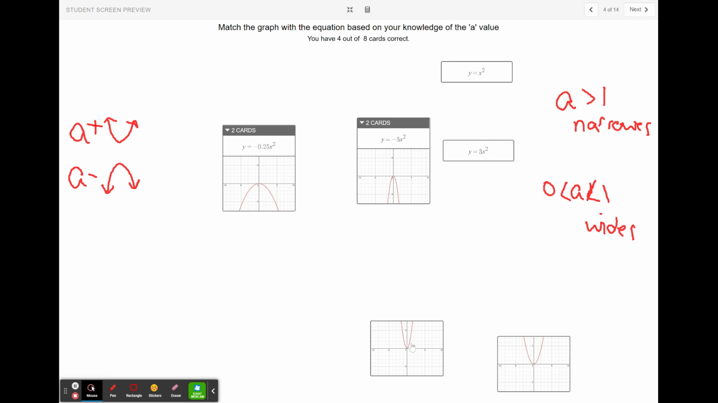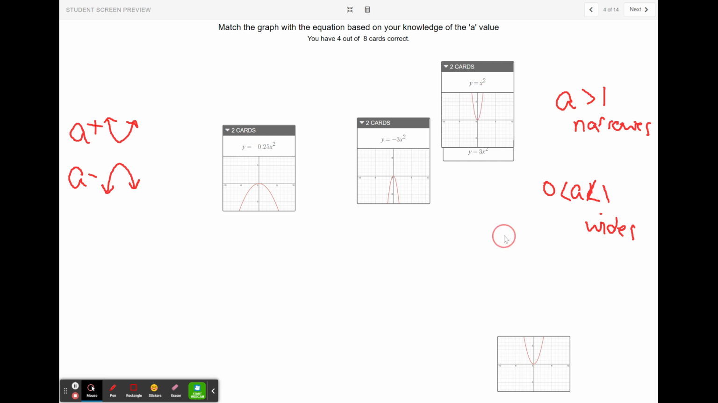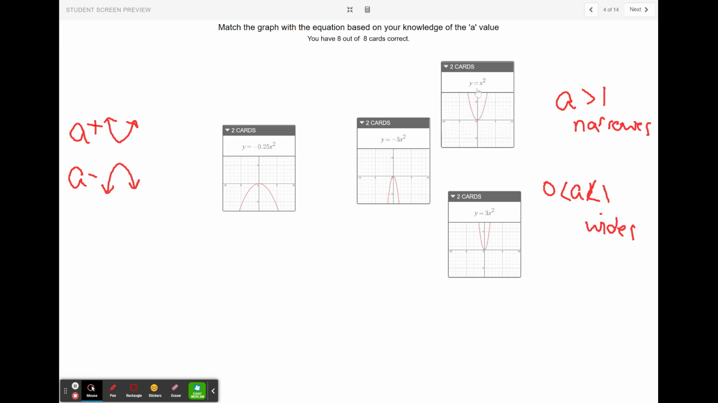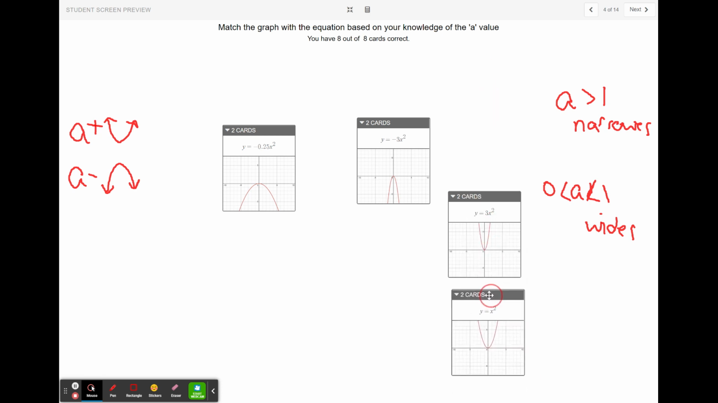Now these are positive. Actually, sorry, that is going to be more narrow. So that's why it's a 3. 3 makes it closer and closer to y. So if you look at these two graphs, my bottom one, y equals x squared, is wider than my y equals 3x squared, because the 3 made it more narrow, made it skinnier.